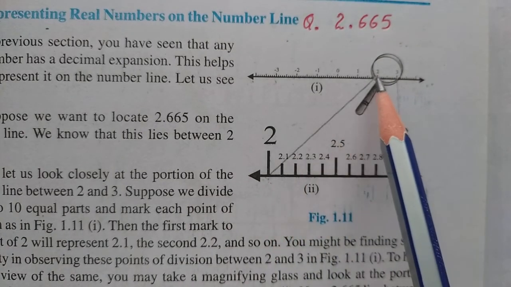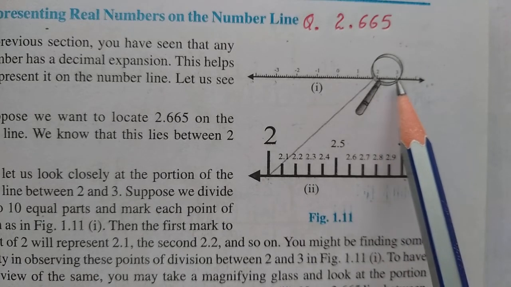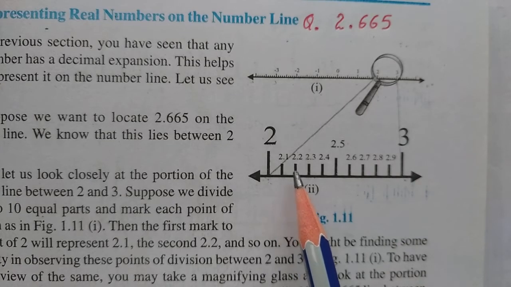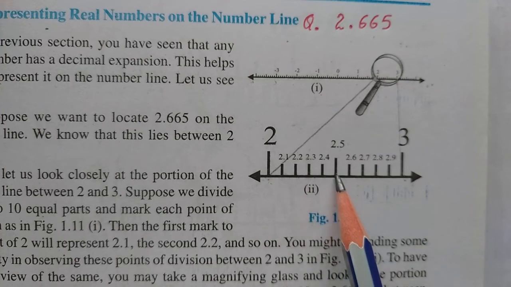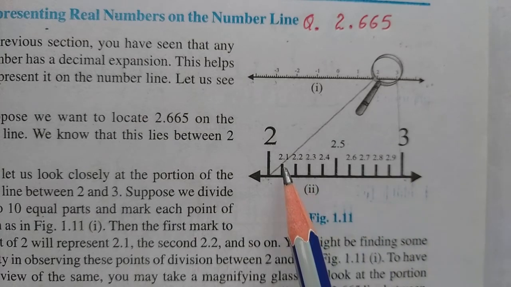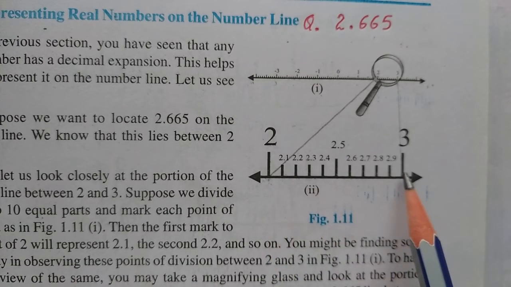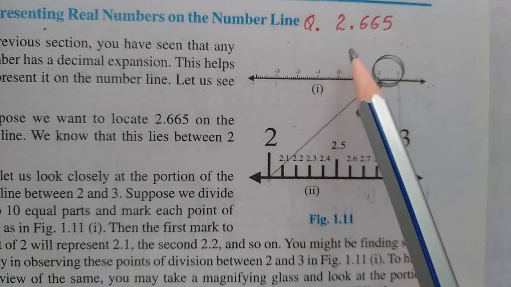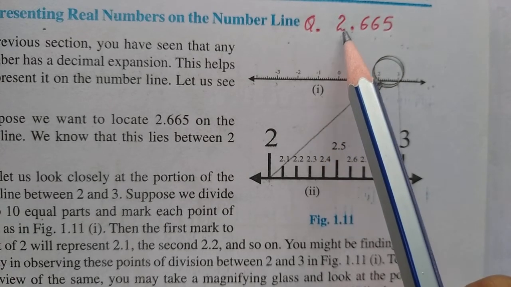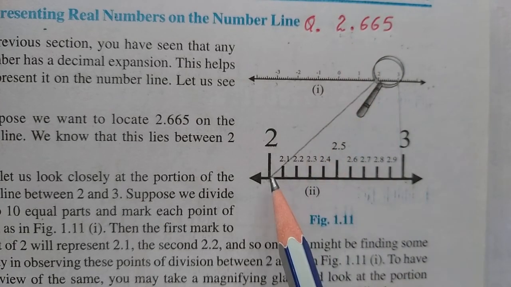Now children, between 2 and 3 we divide into 10 equal parts: 2.1, 2.2, 2.3, 2.4, 2.5, similarly 2.6, 2.7, 2.8, 2.9 up to 3. This way we have divided this part of the line into 10 equal parts. We are interested in our number, but slowly, gradually, one by one. First we obtain number 2.